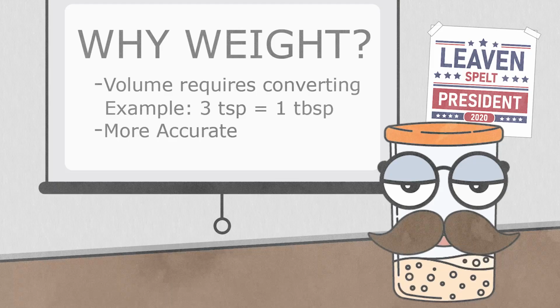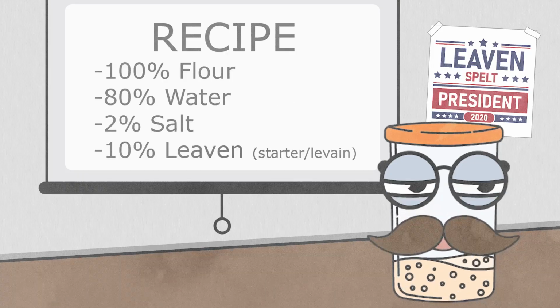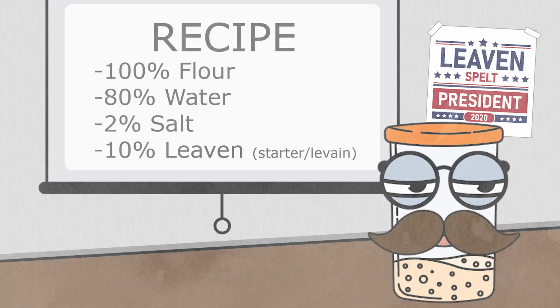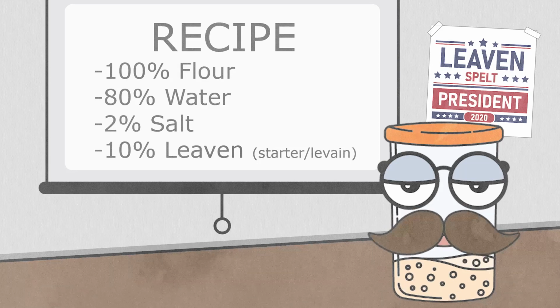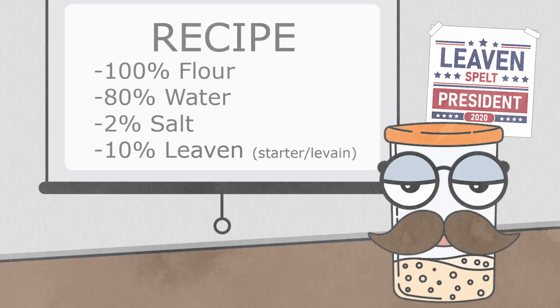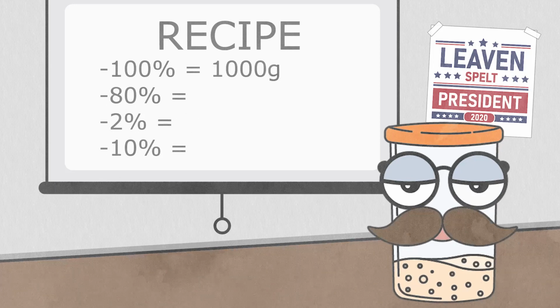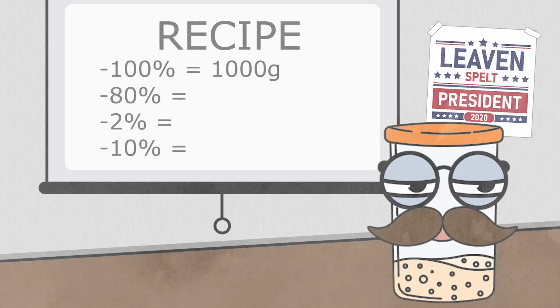I think an example is needed here. Let's assume we have a recipe that calls for 100% flour, 80% water, 2% salt, and 10% leaven, which is a fairly common high hydration sourdough recipe. This means we start out by determining how much flour we want to use. For this purpose, let's also assume we want to make 2 loaves of sourdough, which means we might want to use 1,000 grams of flour.